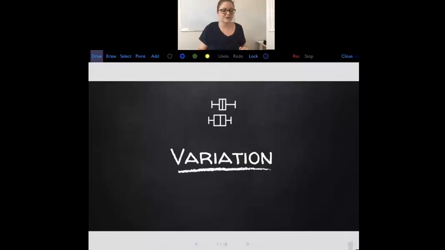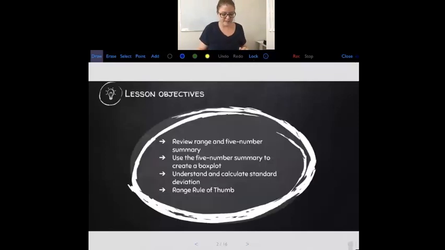In this lesson, we're going to go over variation. Specifically, we'll review the range and the 5-number summary. We'll use the 5-number summary to create a box plot or box and whisker plot. We'll understand and calculate standard deviation, and then we'll talk about the range rule of thumb.